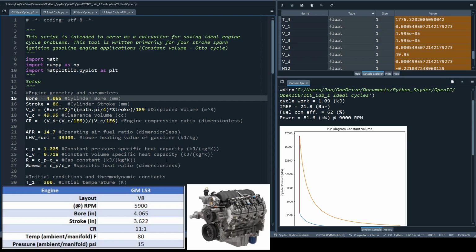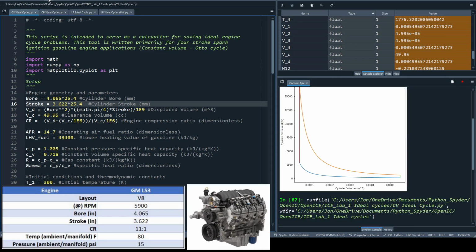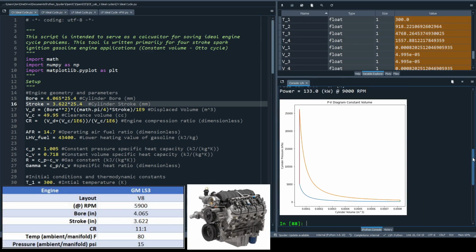4.065, and that's going to be inches, so we're going to multiply by 25.4. You multiply by 25.4, that's going to give you millimeters. The program's going to be perfectly happy with you. This is going to be 3.622, again, times 25.4. It's happy with that. So this is increasing our bore and stroke, looking at a larger displacement engine. So we'll run that. You're going to notice a couple things.